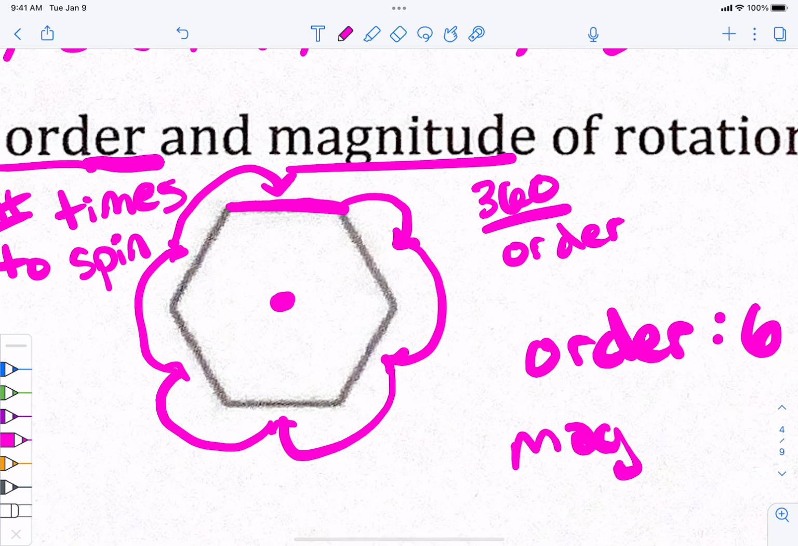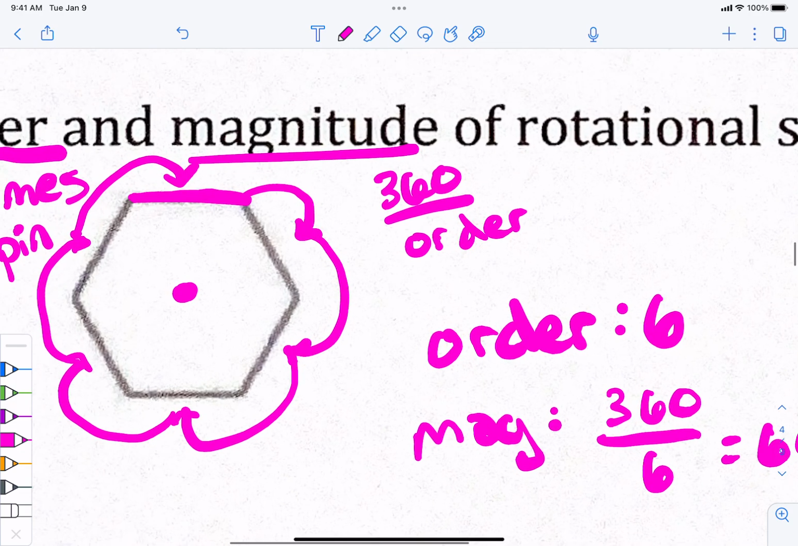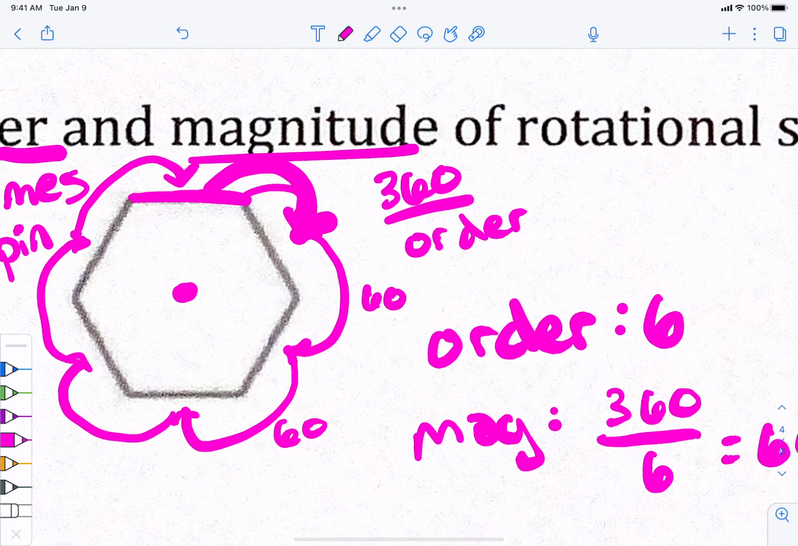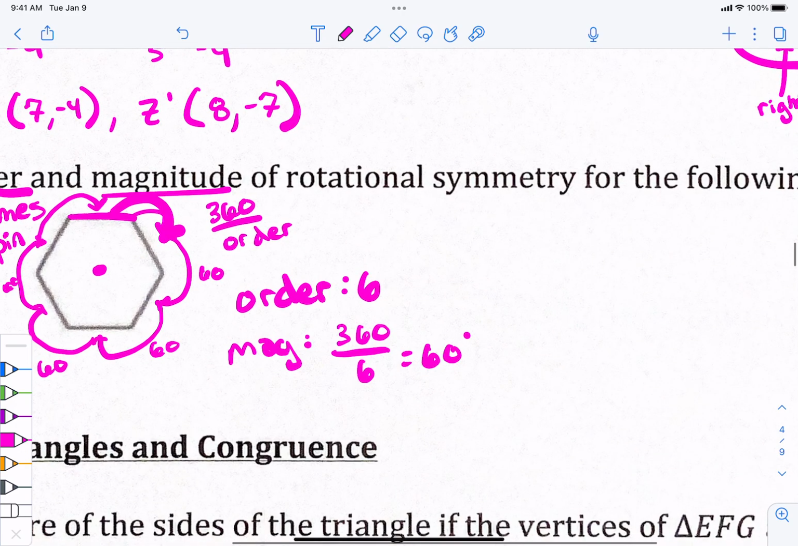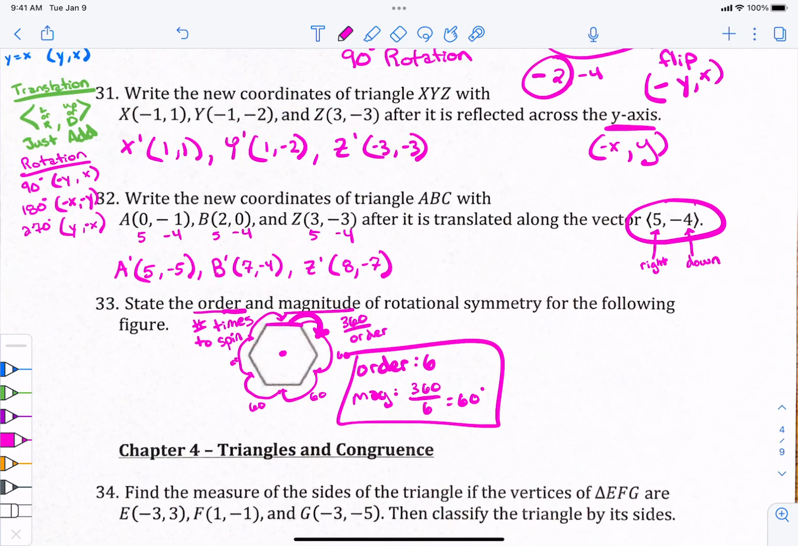The magnitude is 360 divided by 6. That means from here to here is 60 degrees, and another 60 degrees, and another 60 degrees, and another 60 degrees, till I get back to the beginning. Those are all 60s. Okay, good? There's the order and magnitude. Got it? Perfect. All right, there you go.